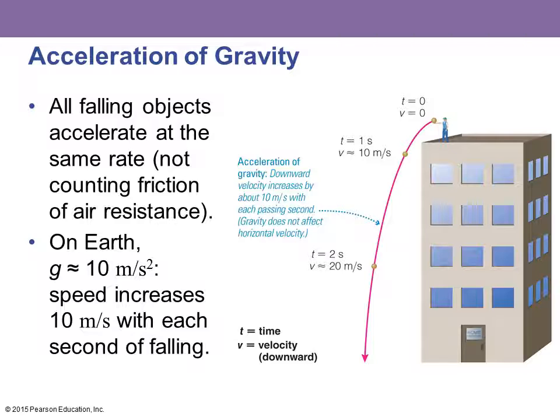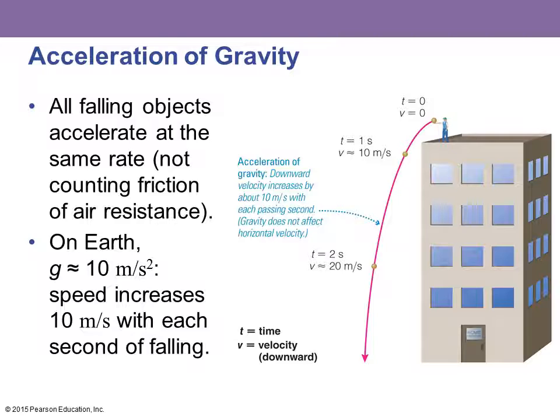So in the example in the diagram here, after 1 second, the ball would be moving at 10 meters per second. After 2 seconds, it'd be moving at 20 meters per second. If it had another 10 meters to go, then it would hit the ground at 30 meters per second. So that's acceleration due to gravity.